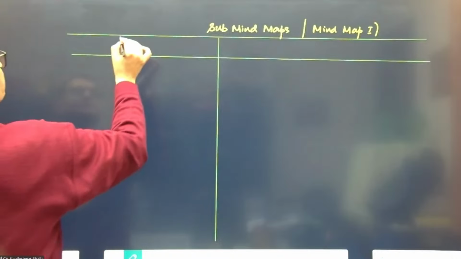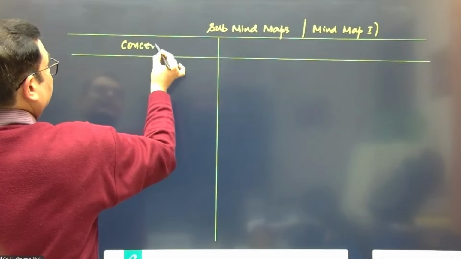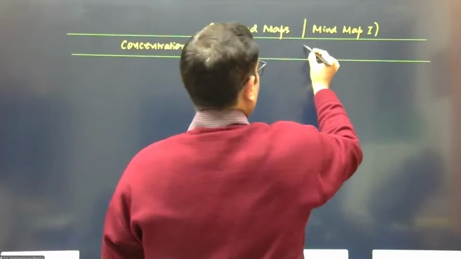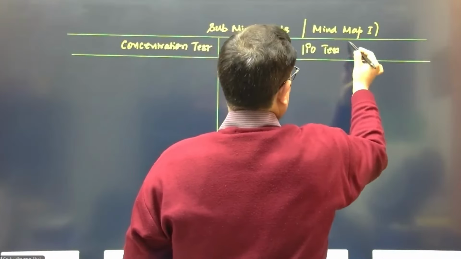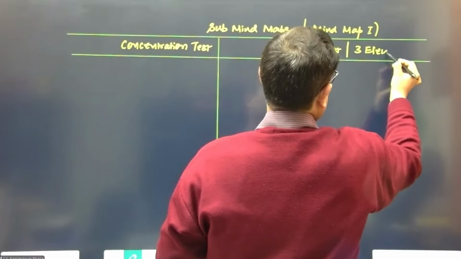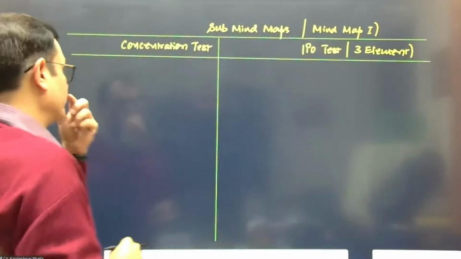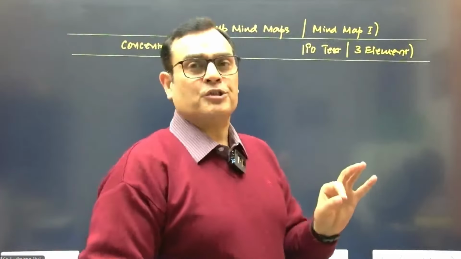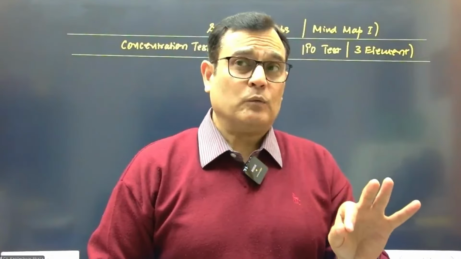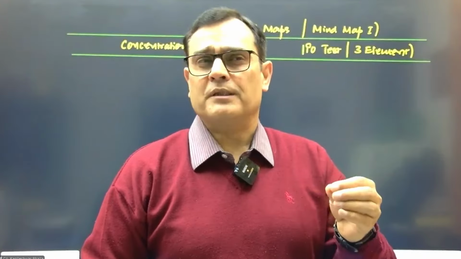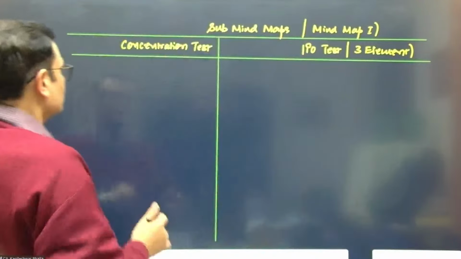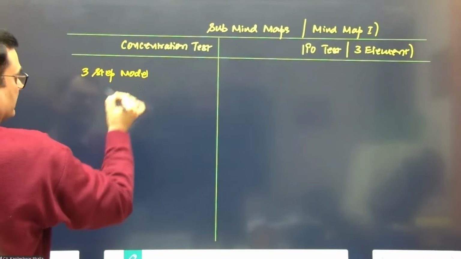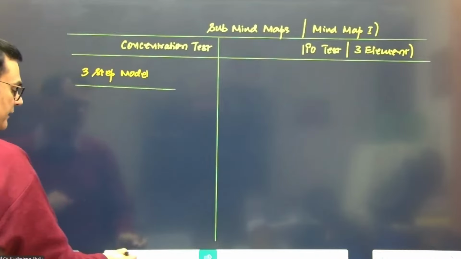So within the interaction, we've got two inputs. One is we're looking at a concentration test. And the second is we're looking at the IPO test, what you can call a three-element test as well: input, process, as well as output. Okay, now let's begin the journey. When you apply a concentration test, because this can definitely be tested very easily, if not a larger question, maybe a simple MCQ kind of a question as well, we apply a three-step model in this case.